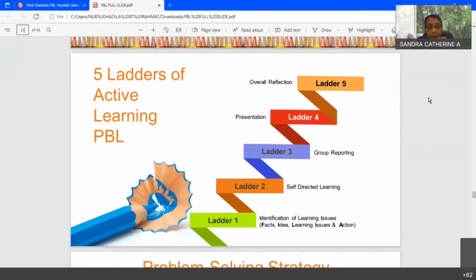So ladder number 1 is the introduction of the learning issue or the problem. Then we do the FILA table. So FILA table is one of the example approaches under PBL. There are other PBL approaches where they do not use this FILA table. So this is one of the approaches. Ladder 2 is self-directed learning. 3 is group reporting or group discussion. Number 4 is presentation, and at the end is overall reflection. So these are the steps.